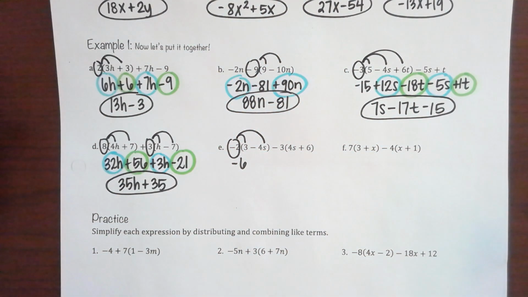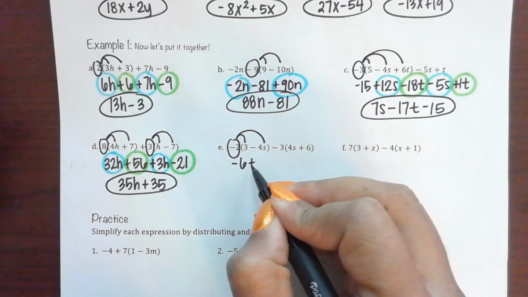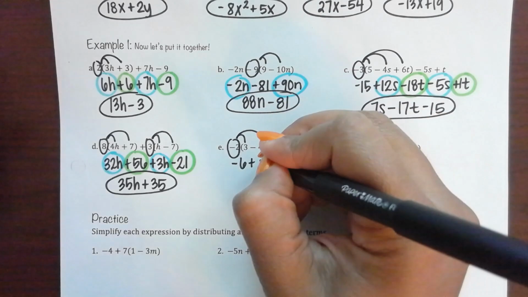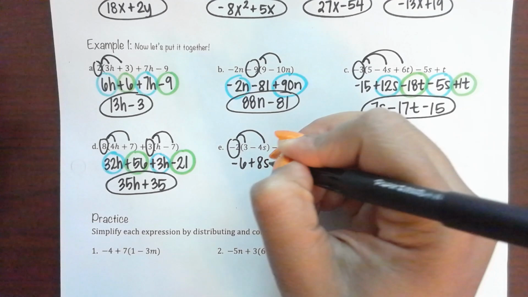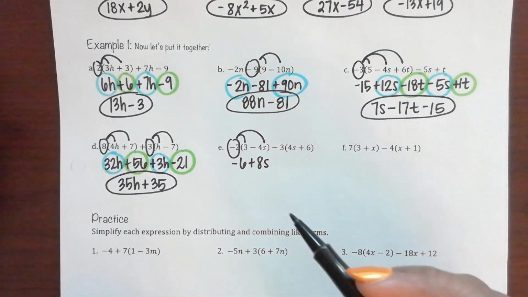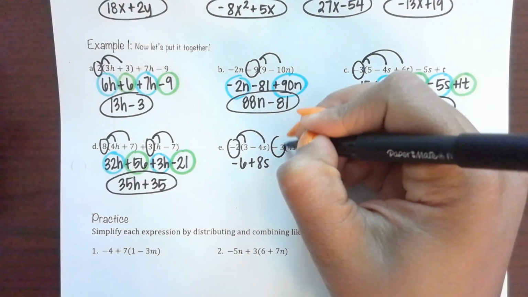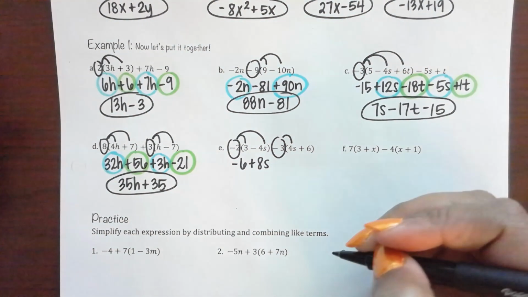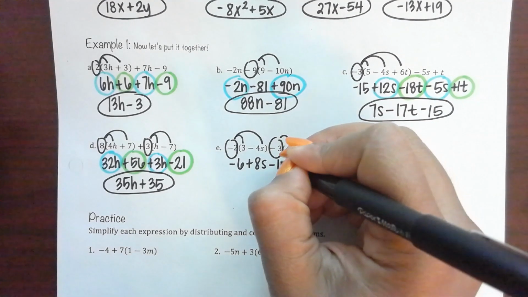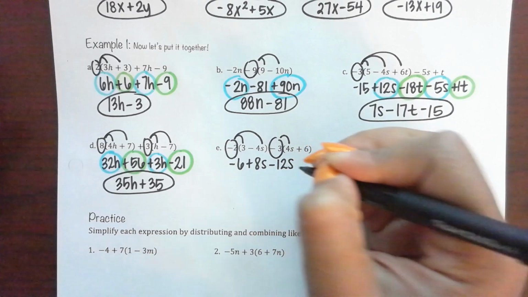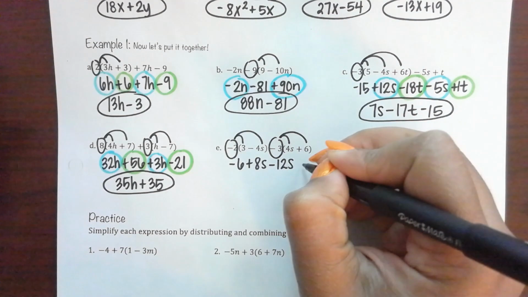Two negatives make a positive when you're multiplying and dividing. So positive 8s. There we go. Great job. What's next? Negative 3 times 4. We'll put that negative with that 3 for this. What's negative 3 times 4? Negative 12, what's missing? The s. Then negative 3 times 6 equals negative 18.